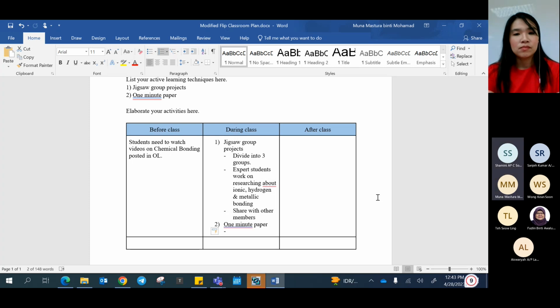Interesting, interesting. So is there any application that you will be using for this 1 minute paper, or just on paper or just verbally? Usually what I do in my class is they have to write their answers. This one is I will call their name, and then they just write their answers on the whiteboard. On the whiteboard, okay.